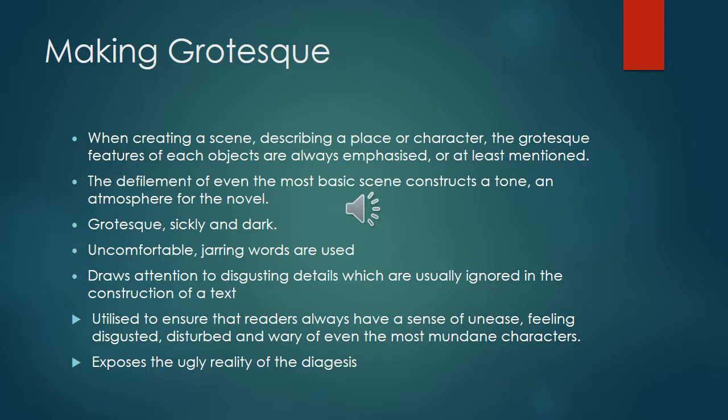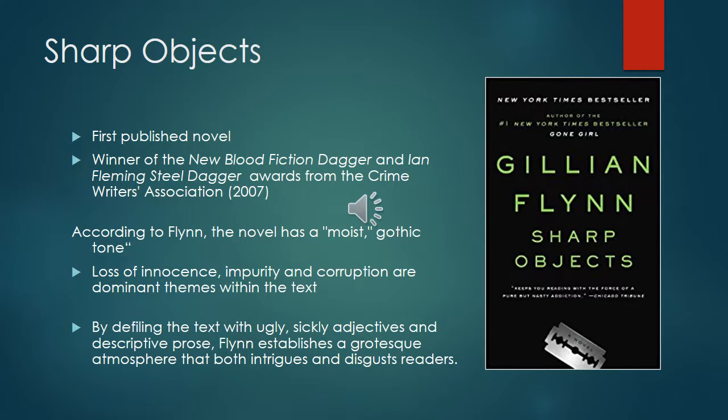By exposing the ugly details, an author may shine a light on the impurity and darkness of the diegesis, and perhaps even reality. Sharp Objects is Gillian Flynn's first published novel, published in 2007. It won 2 of its 3 nominated awards and received generally positive feedback, despite the dark nature of its content. Interestingly enough, Gillian Flynn has stated that the novel has a moist gothic tone.